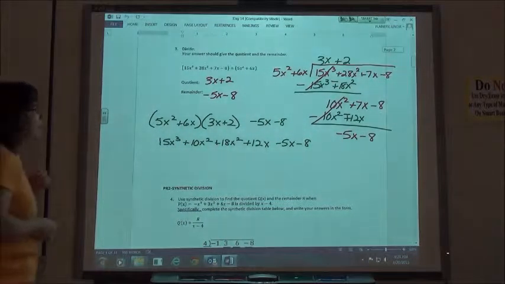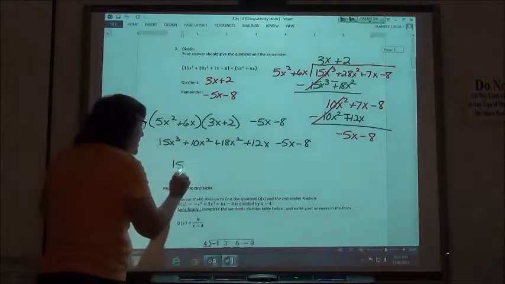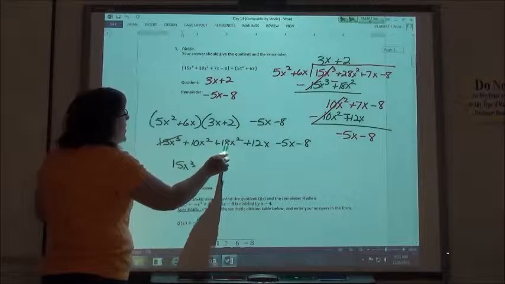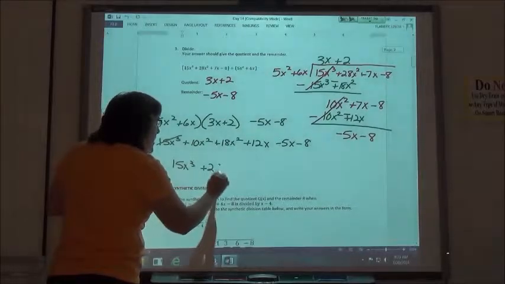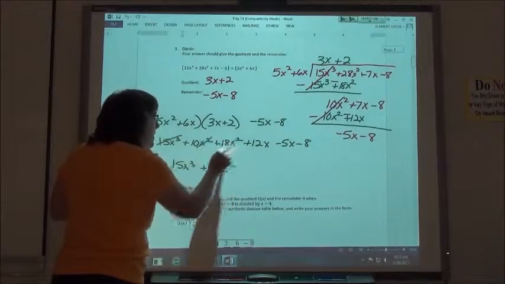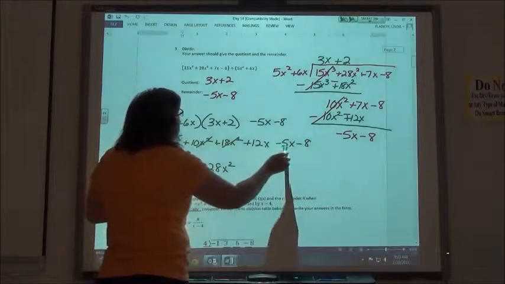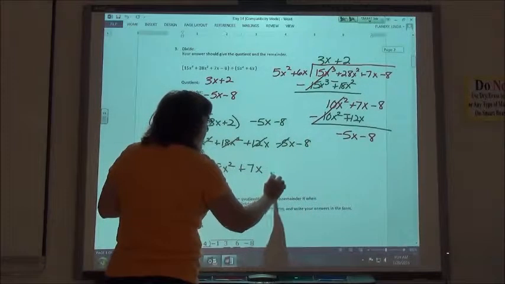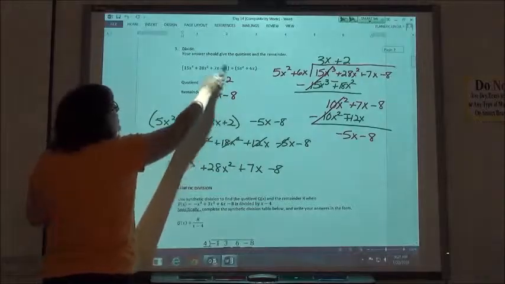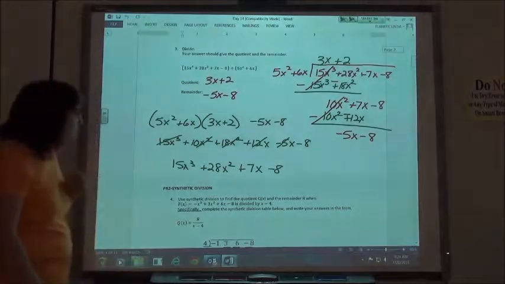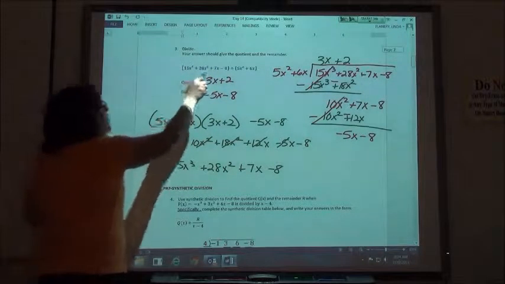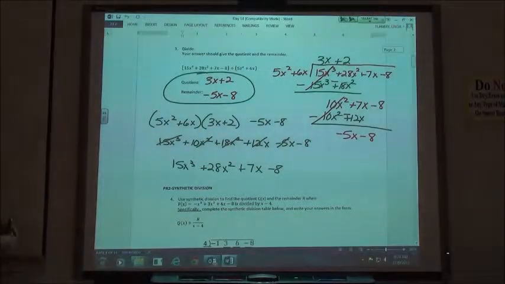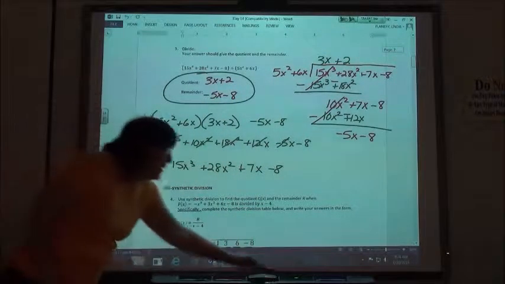So combining my like terms, I've got 15x to the third. 10x squared plus 18x squared is 28x squared. 12x minus 5x is a positive 7x, and then the minus 8. I look up here, it matches up with what I started with, then I know I probably did the problem right. My quotient 3x plus 2, my remainder negative 5x minus 8.